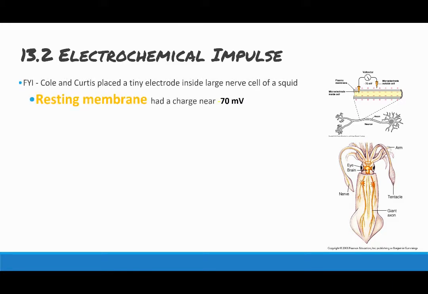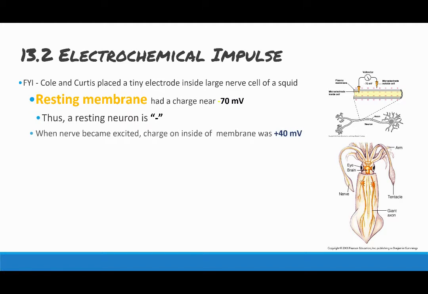All right, so a little experiment. They placed a microelectrode into a squid axon, which are quite large, so that they could measure the voltage or the charge inside of an axon. And when they did this, Curtis and Cole determined that the inside of a resting neuron is negative 70 millivolts, which we call the resting membrane potential, or we say the membrane is polarized.